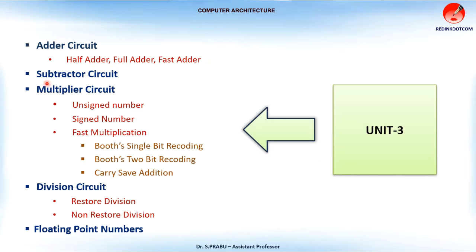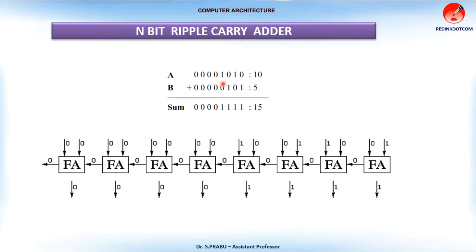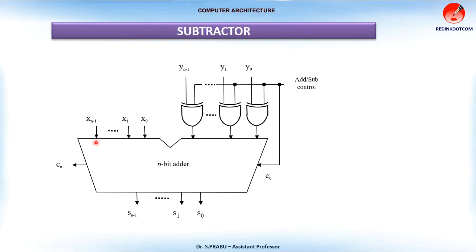Let's move to the next topic called the subtractor circuit. We already know about the n-bit full adder. This n-bit full adder can be diagrammatically represented in this way. Instead of a and b, it is denoted as x and y. I can take two values: x0, x1, x2, x3.